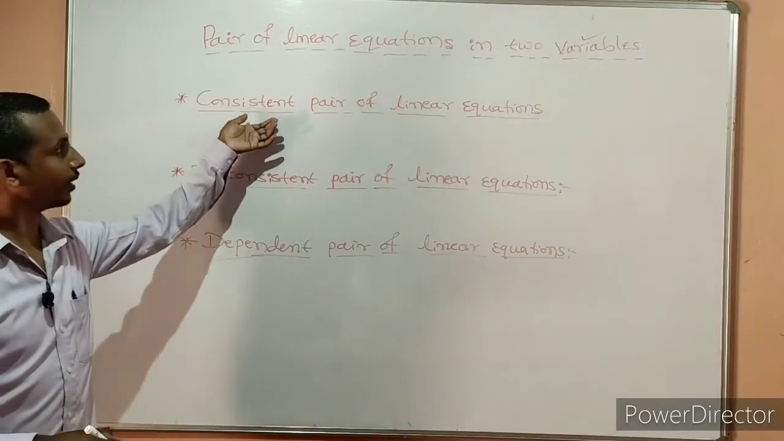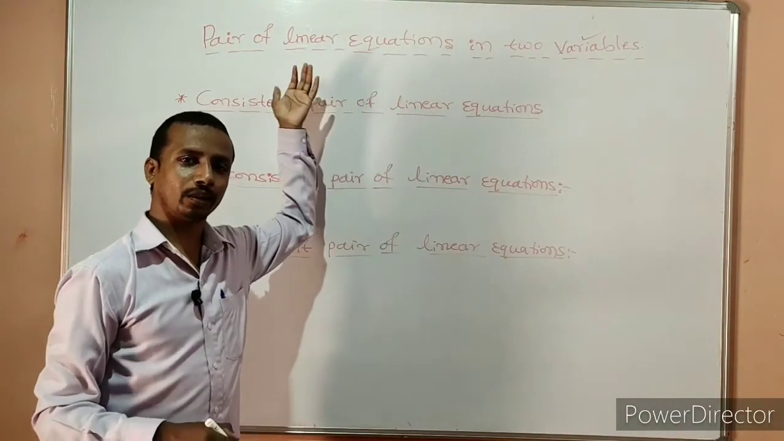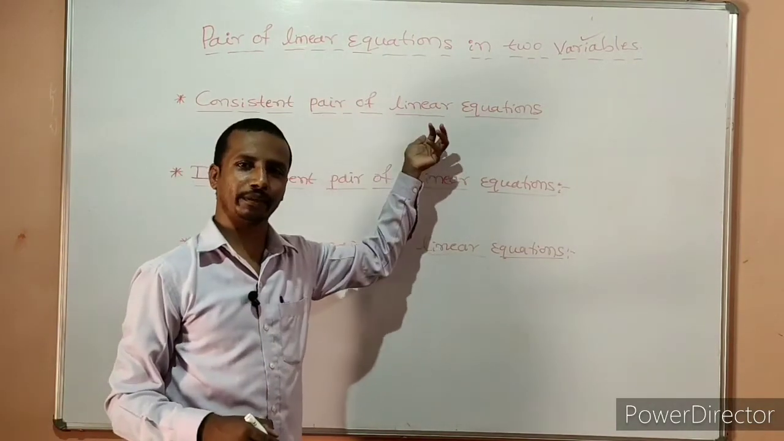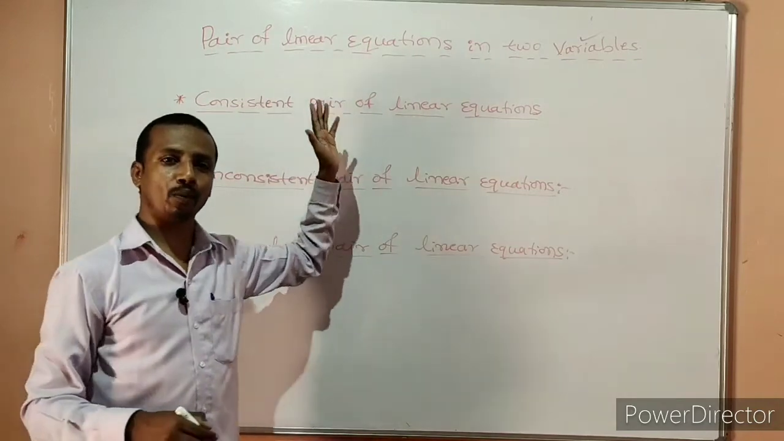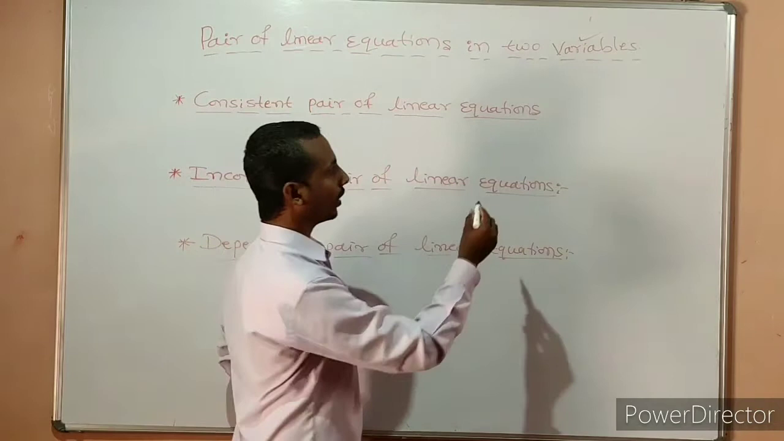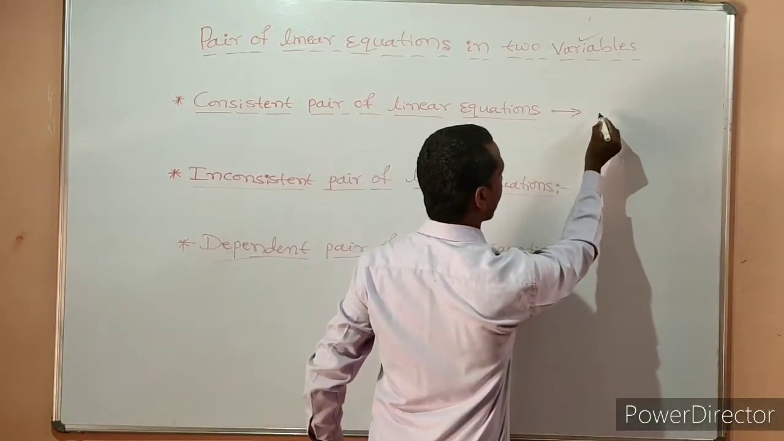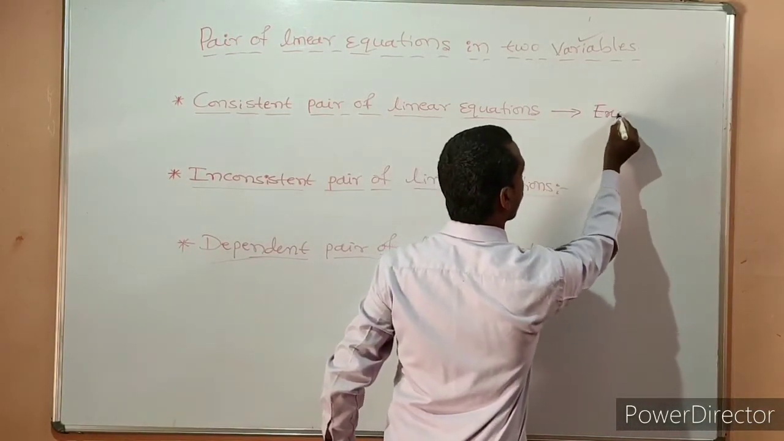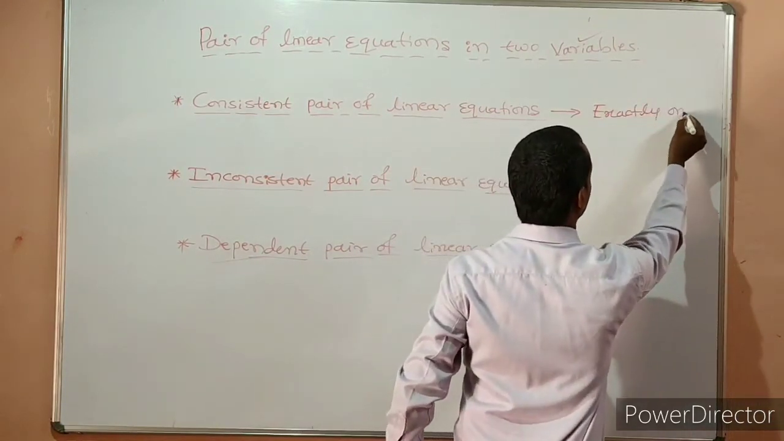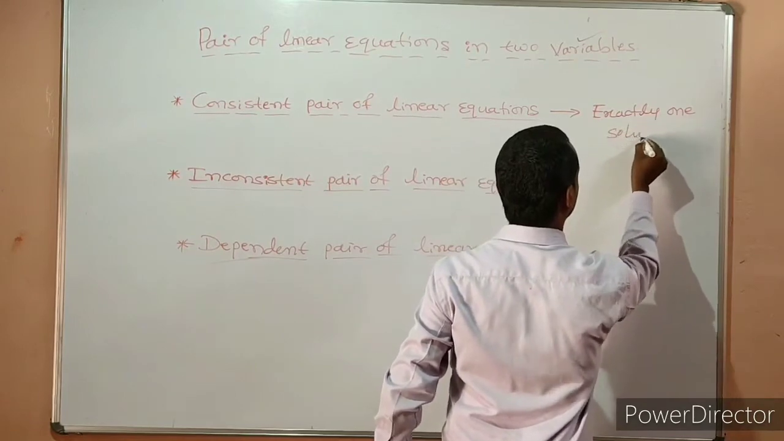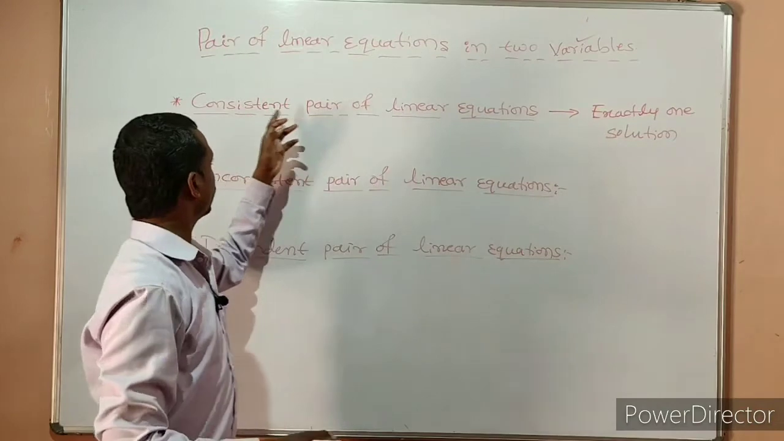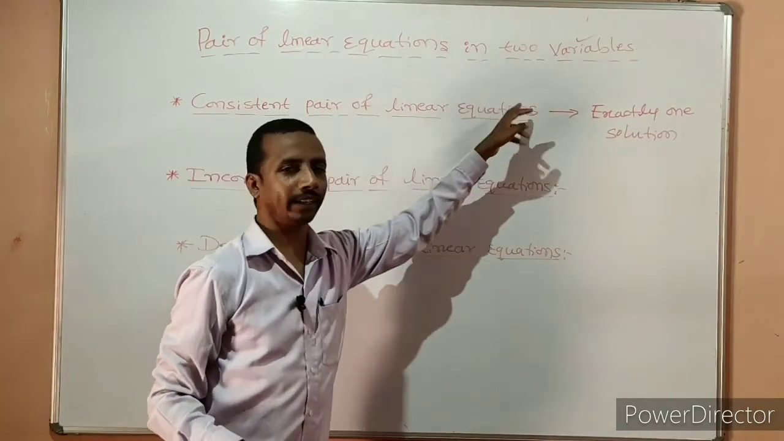Here, a consistent pair of linear equations. A consistent pair of linear equations means if a pair of linear equations has exactly one solution, it is called a consistent pair of linear equations. If it has exactly one solution, then it is called a consistent pair of linear equations.